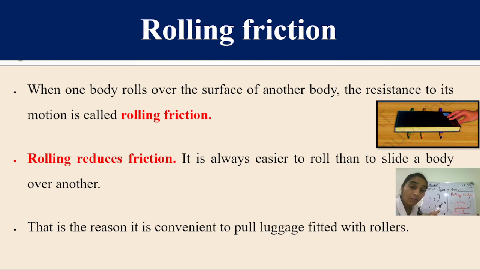Friction means the force which opposes the motion of an object, right? So that will reduce the friction. But in the first case, it will not. So in the second case, we can say it is easier. It is convenient to pull luggage fitted with rollers. I hope it is clear to you and you can note down these points also.